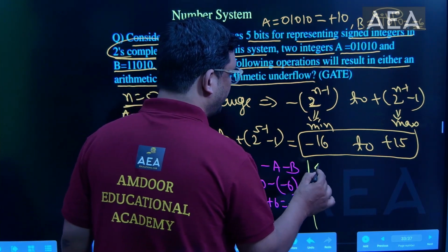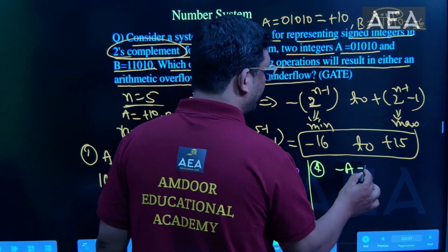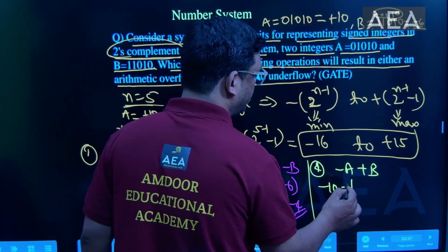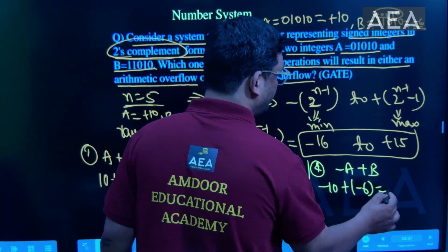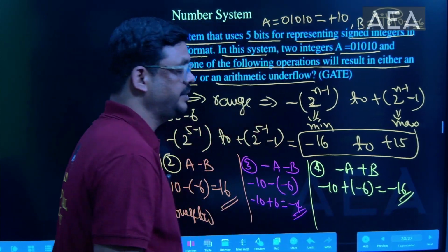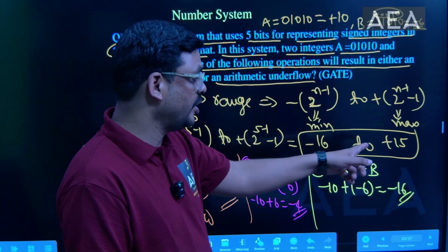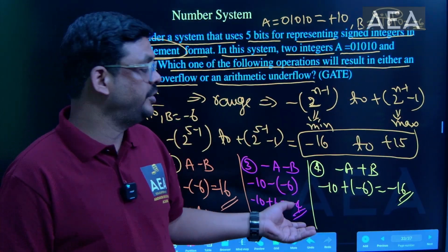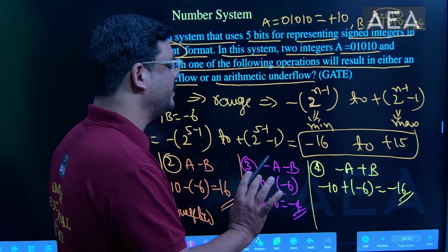Now one more combination I am taking, minus A plus B. Minus 10 plus minus 6 gives minus 16. See, minus 16 also comes under this range. This is the minimum number, so it does not give the underflow condition.